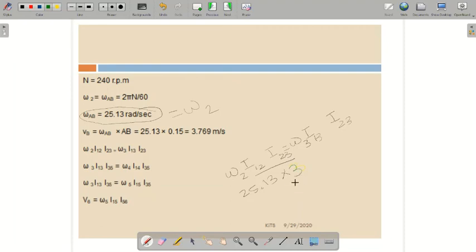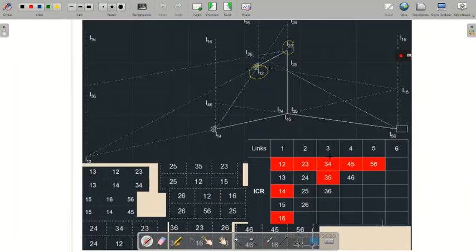Write that value here, and it is equal to omega 3, which we have to find out. We need the distance between 1,3 and 2,3.